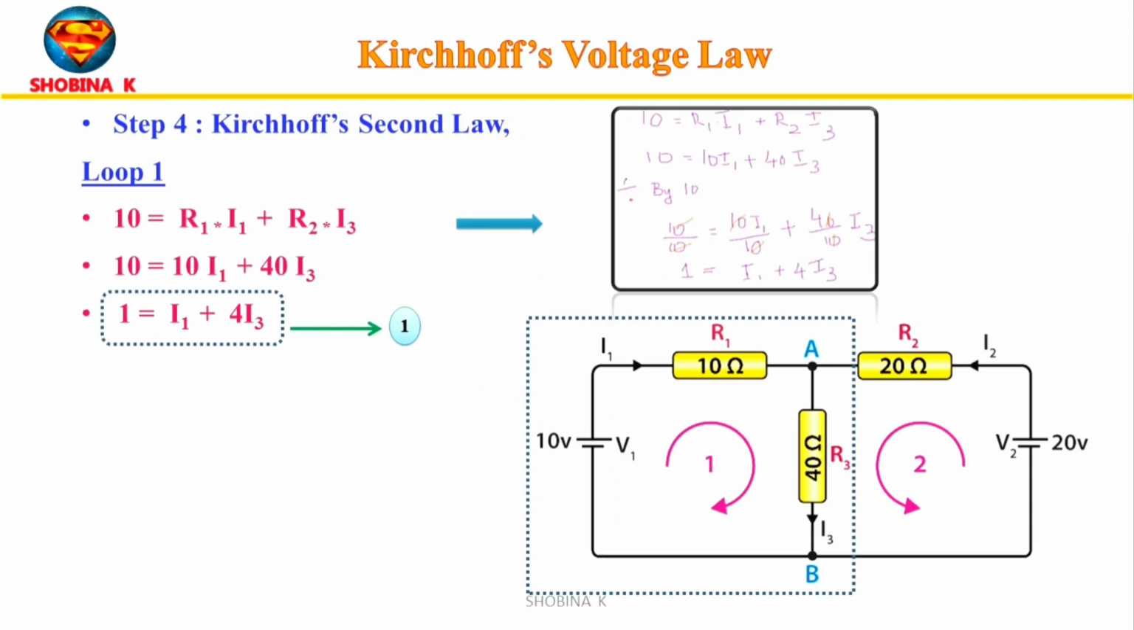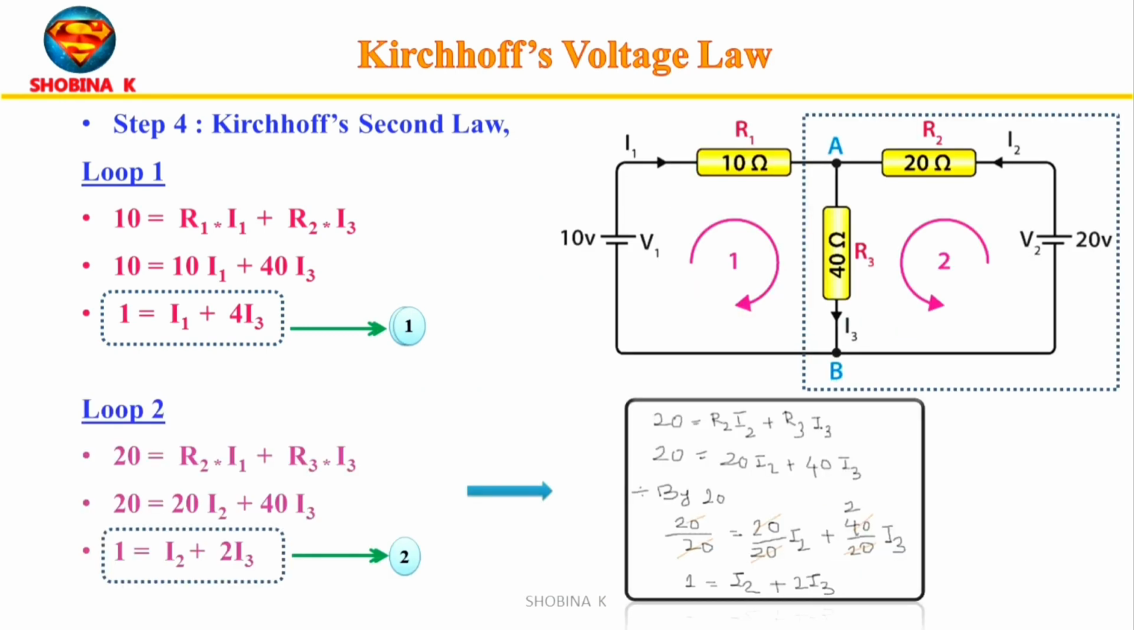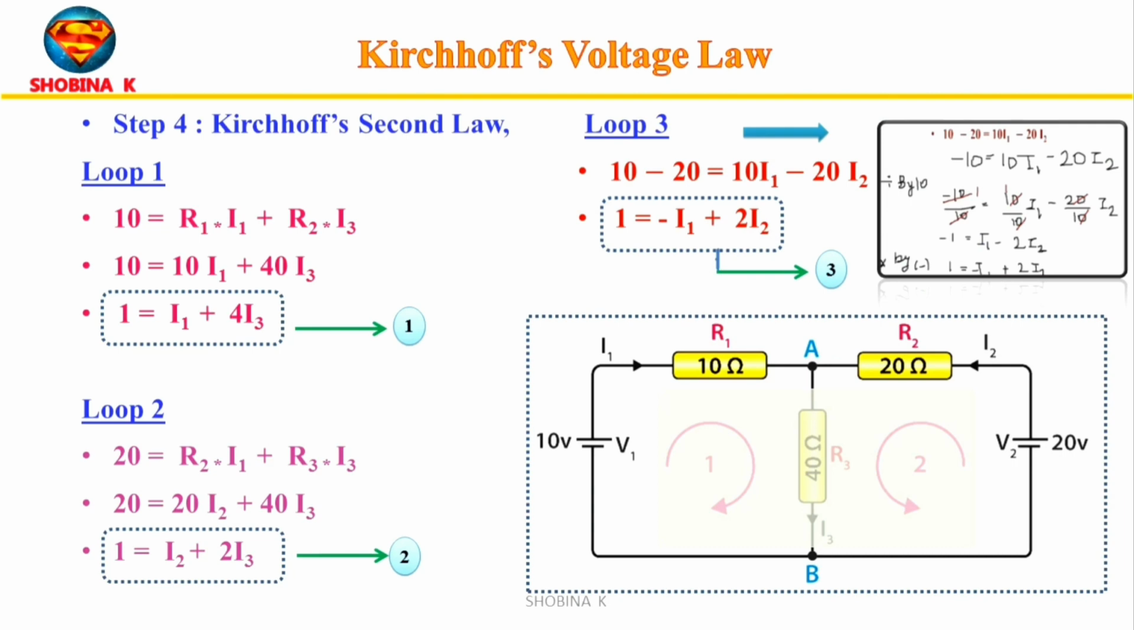By making use of the above convention and Kirchhoff's second law, from loop 1 we have 10 equals R1 into I1 plus R2 into I3. On substituting the values of R1 and R2, we get equation 1. Now taking loop 2, R2 into I3 plus R3 into I2 equals 20. On substituting the values of R2 and R3 in the equation, we get I2 plus 2I3 equals 1. Now considering loop 3, we get 10 minus 20 equals 10 I1 minus 20 I2. On resolving this, we get equation 3, that is, minus I1 plus 2 I2 equals 1.